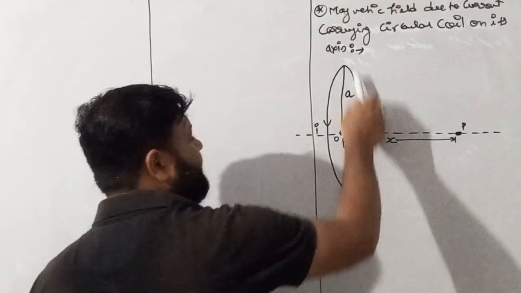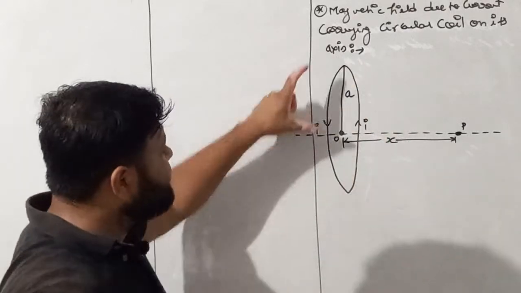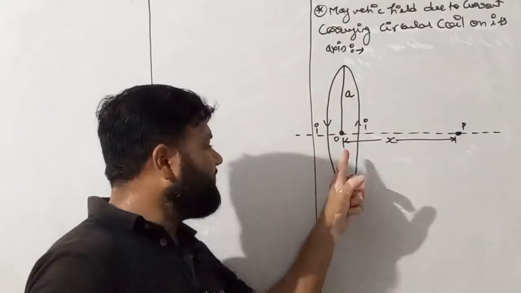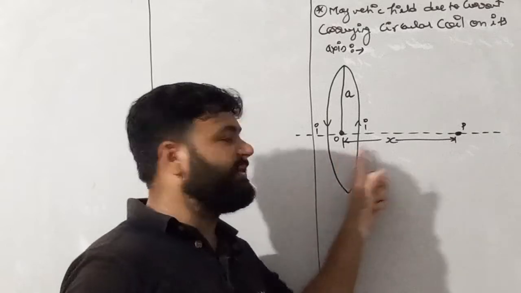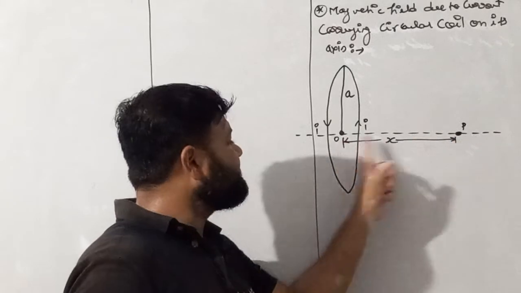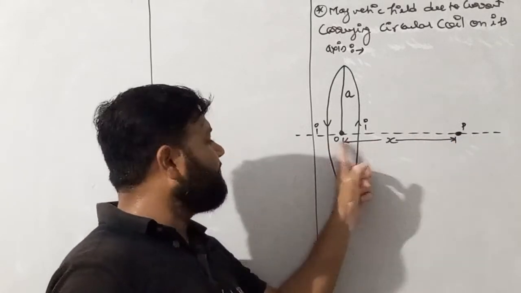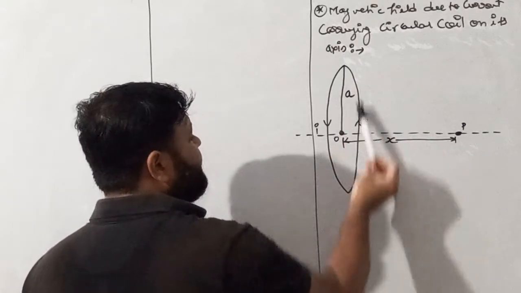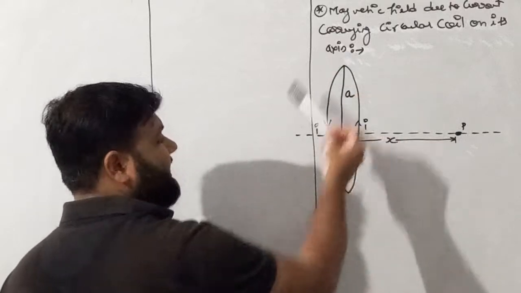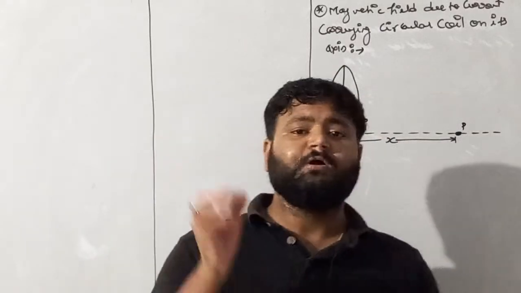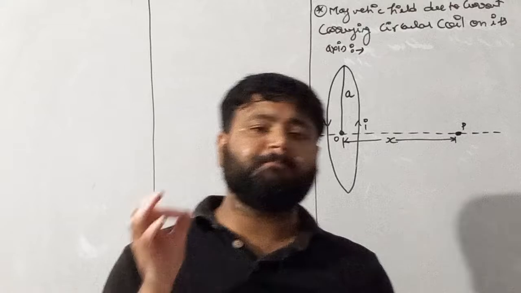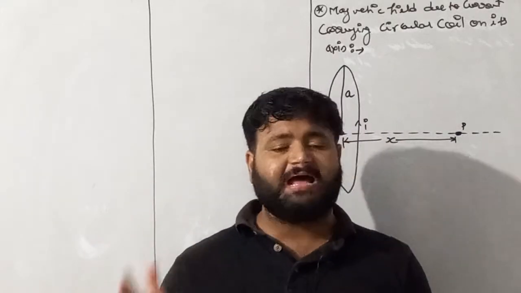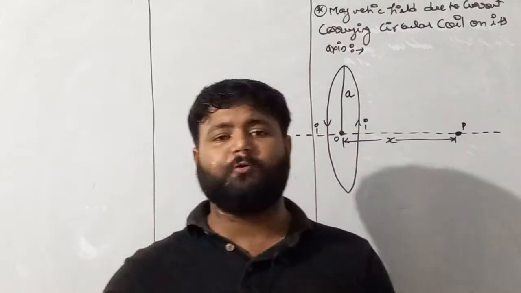So see, my dear student, this is a coil whose radius is a, and in this coil current I is flowing. We want to find the magnetic field at this point P, which is x distance apart from the center of the coil. Now see, in the coil the current is flowing in anti-clockwise direction. As we all know, we are applying Biot-Savart's law, and Biot-Savart's law cannot find the magnetic field due to the whole conductor.